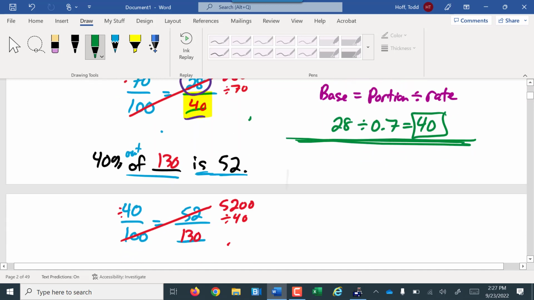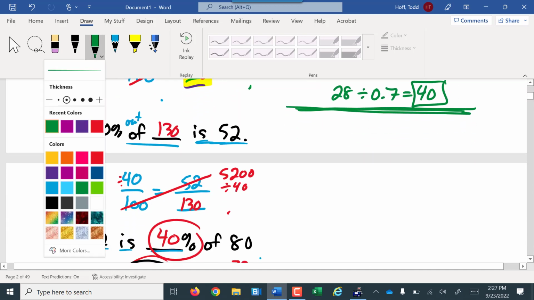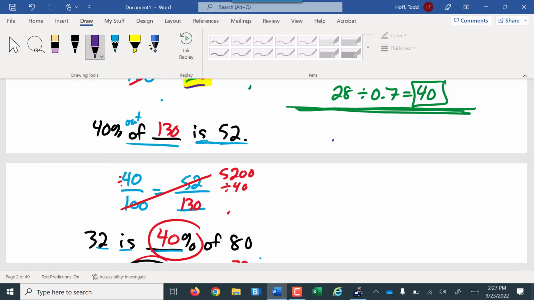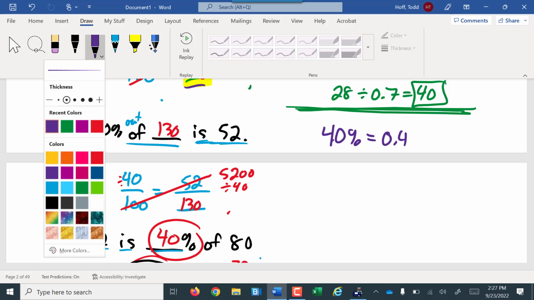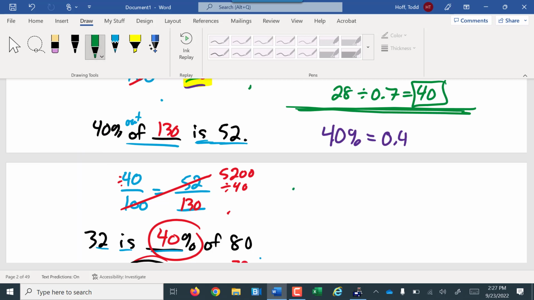that rate? So like this one here, what's our percent that we're working with? 40%. What's that become as a rate? 0.4. What's our calculation going to be then? 52 divided by 0.4, which is 130.